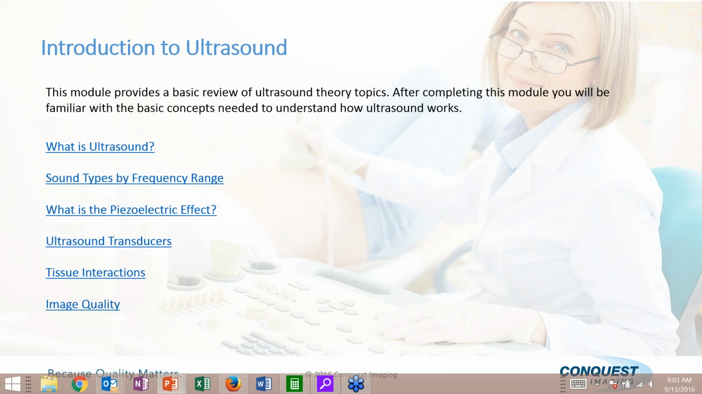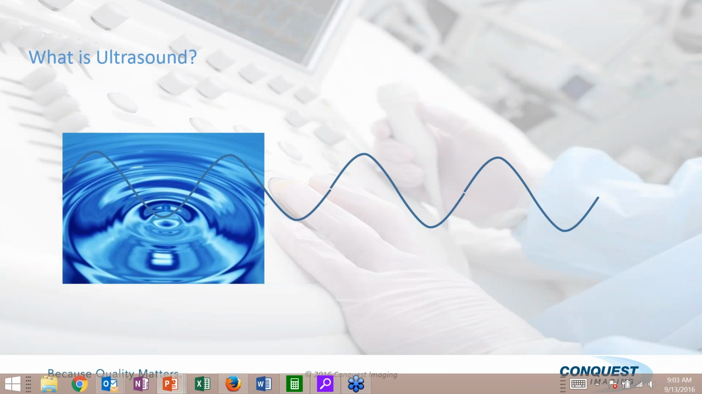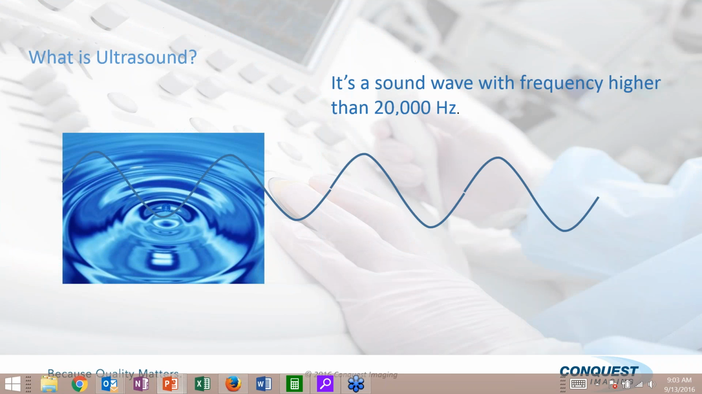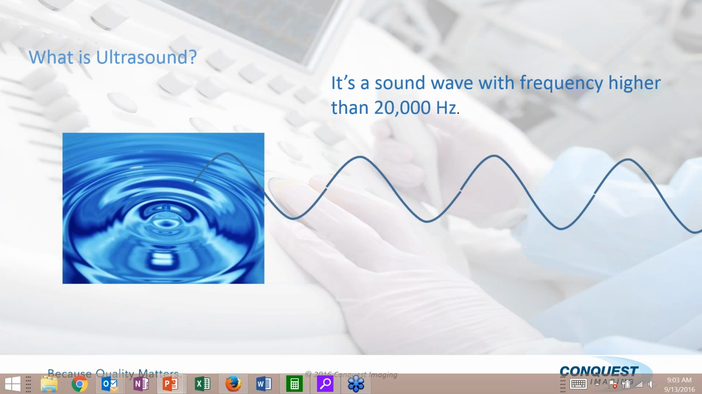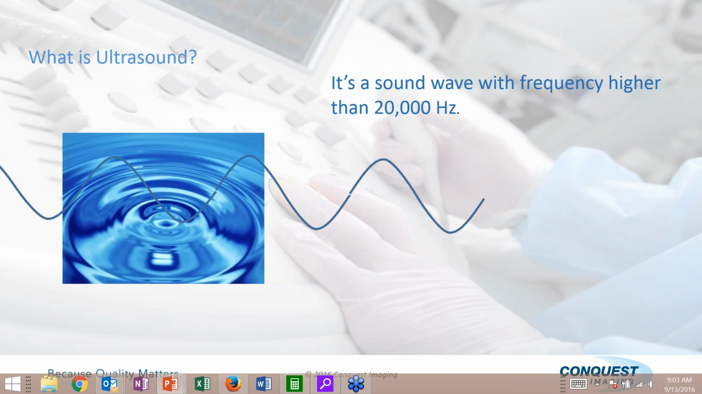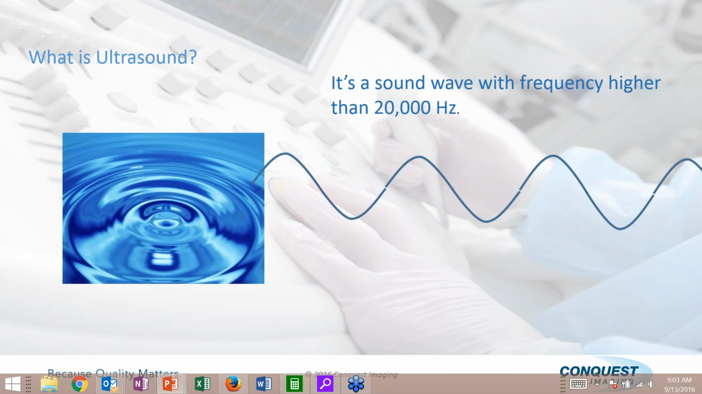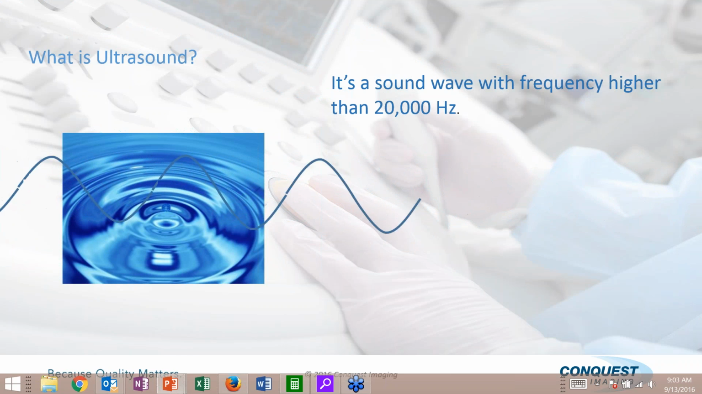So as part of the introduction to ultrasound, we'll talk about what is ultrasound, sound types by frequency, the piezoelectric effect, ultrasound transducers, tissue interactions, and image quality. So what is ultrasound? Ultrasound is a sound wave with a frequency higher than 20,000 hertz. 20,000 hertz is the upper range of human hearing.